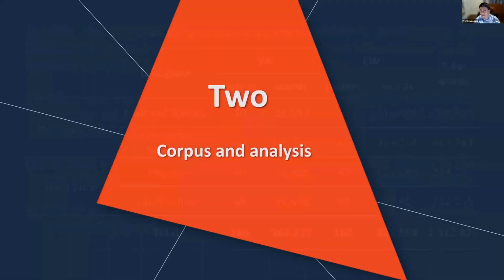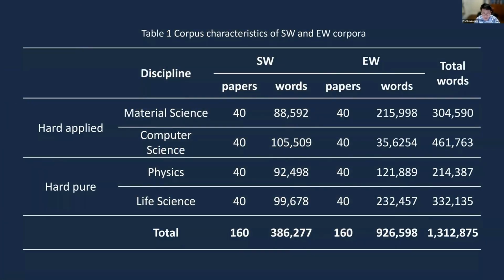In order to answer these questions, we built two corpora, the PhD student writer corpus, SW, here we can see in table 1, and the expert corpus, EW. The student corpus consists of 160 research papers produced by PhD students on an academic writing course at Tsinghua University in Beijing. The course aims to improve the students' competence of writing English for research and publication purposes. The students come from 4 scientific fields: material science, computer science, physics, and life science. These 4 disciplines broadly represent distinct intellectual clusters in terms of the nature of their subject matters, whereby physics and life science are hard pure disciplines, and material and computer science are hard applied ones.